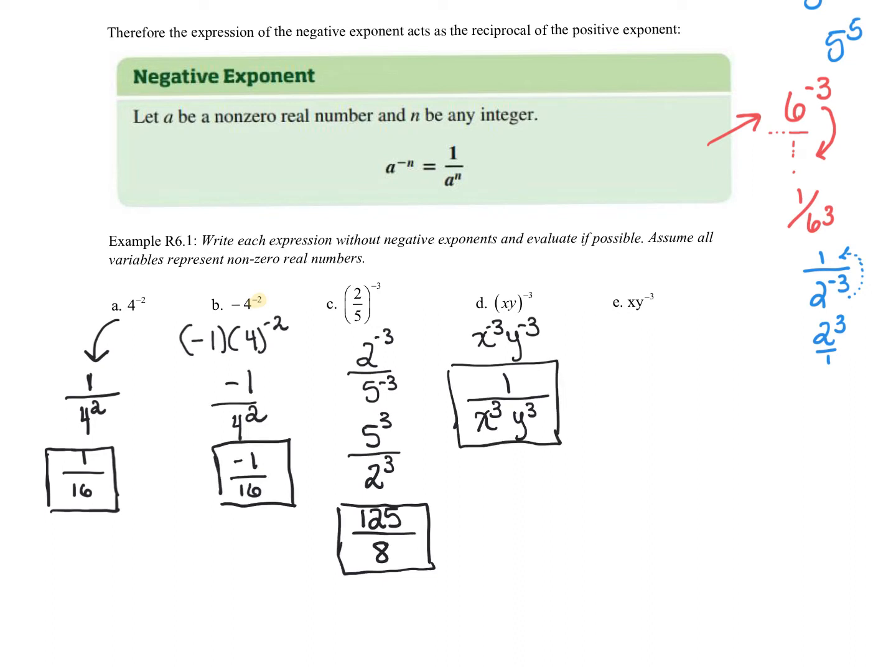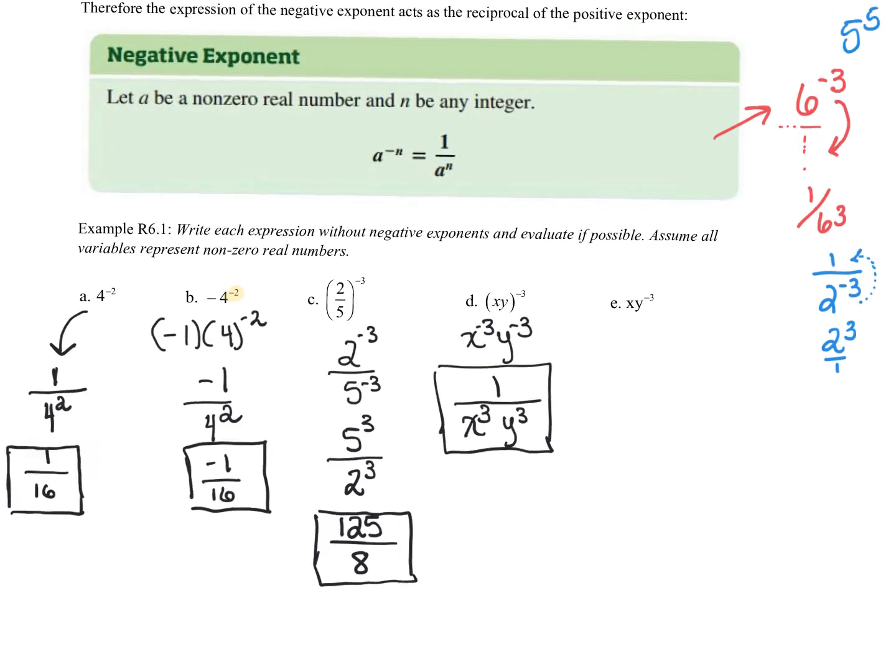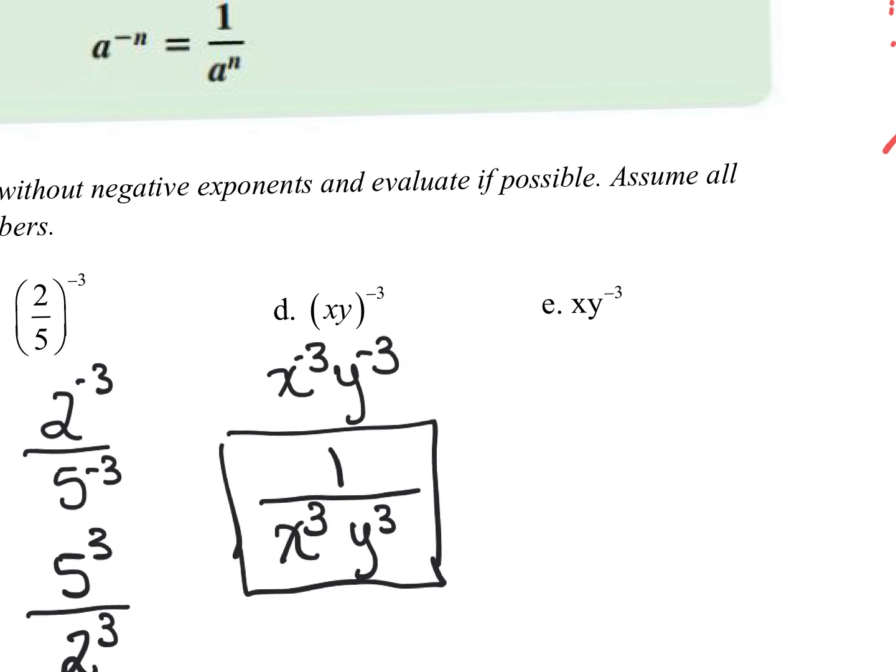Letter E, little tricky. The x, I'll zoom in for you. The x has a power of 1 right here. There's no other power on it, just a hiding little 1. The x doesn't have a negative power, though. It's just an x with a 1 power, so the x gets to stay up top. But the y has a negative power, so I need to send it to the bottom, and when it crosses that fraction bar, its power becomes positive.